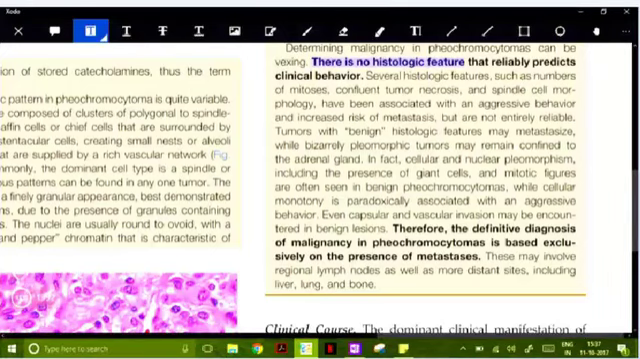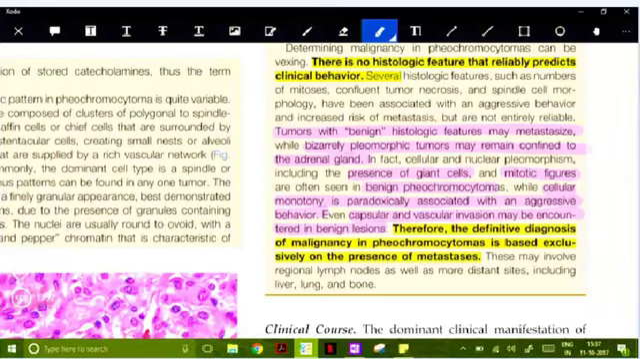So there is no histological feature that reliably predicts clinical behavior. In fact, therefore, the definitive diagnosis of malignancy is based exclusively on the presence of metastasis. Why is that? Because even capsular and vascular invasions may be encountered in benign lesions, and tumors with benign lesions may metastasize, whereas bizarrely pleomorphic tumors may remain confined to the adrenal. Presence of giant cells and mitotic figures are also often seen in benign pheochromocytomas, and cellular monotony is paradoxically associated with aggressive behavior. So as you can see, there is literally nothing that we can look at in histology and comment on whether the tumor will metastasize.